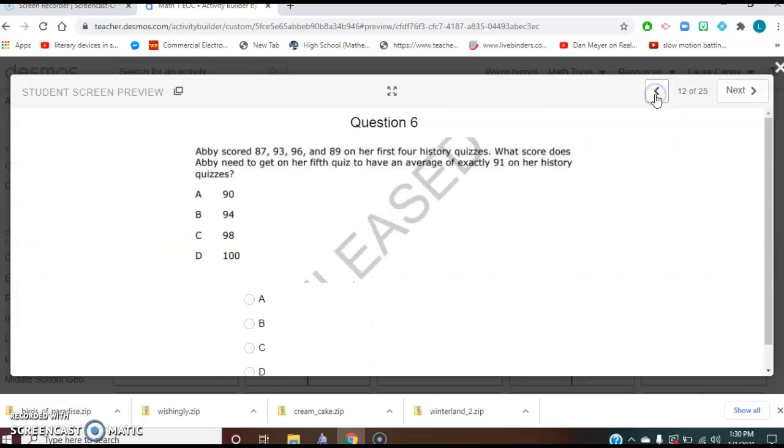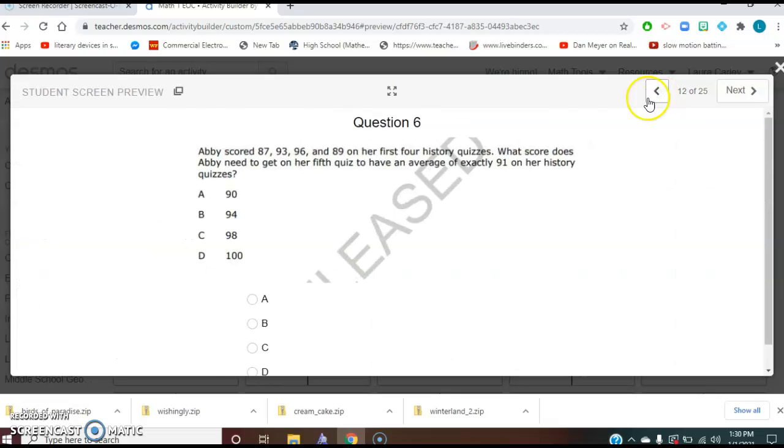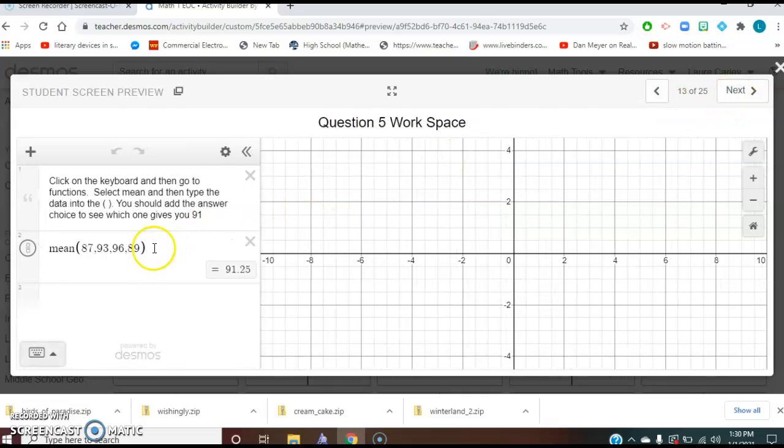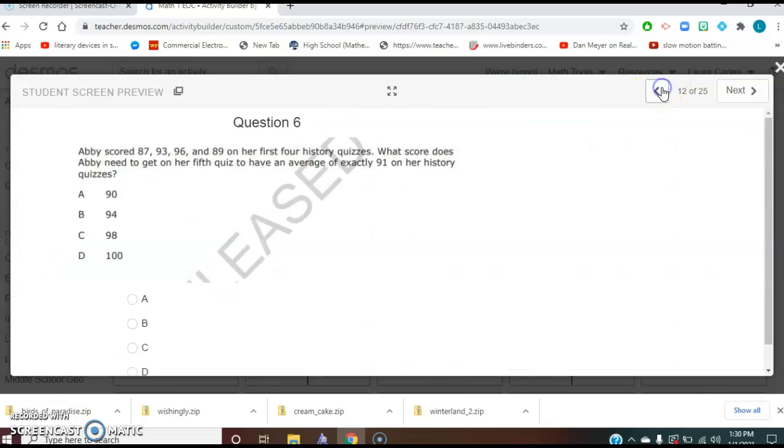So we need the average to go down. So let's just start with 90. If I add 90 to this, oh, there we go, 91. So the grade that she would need to make next to make her average a 91 would be a 90.